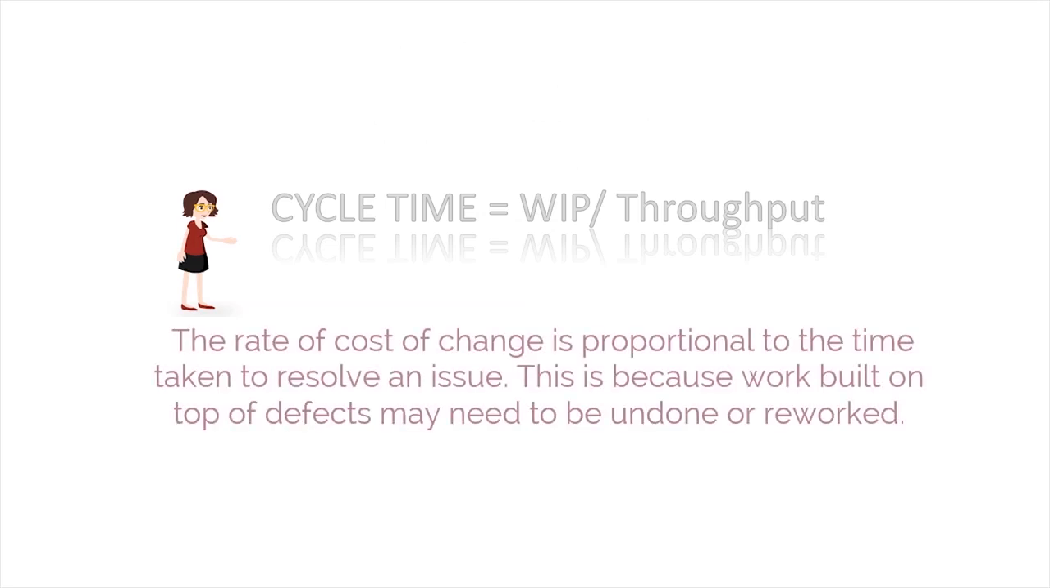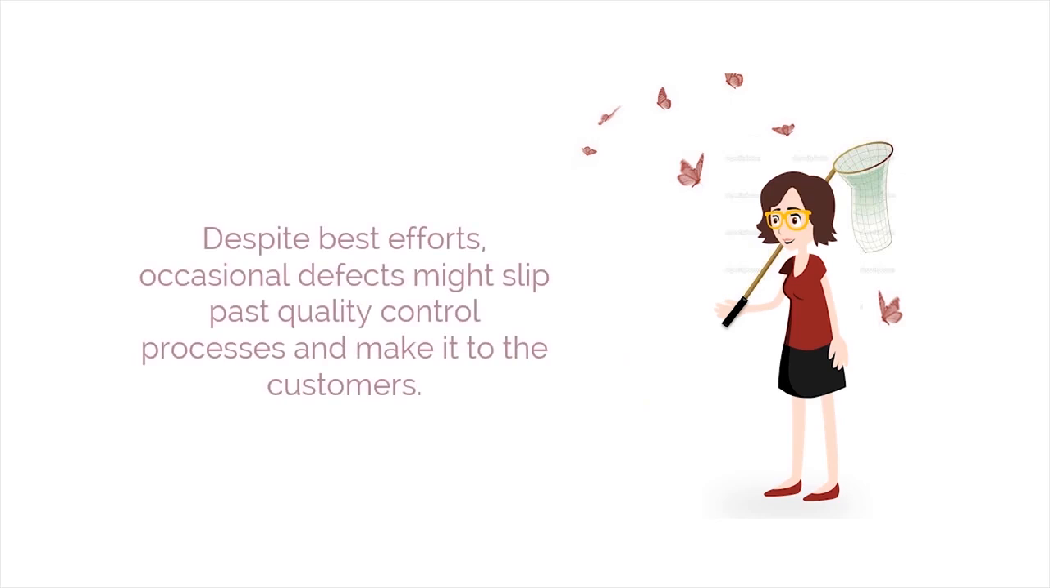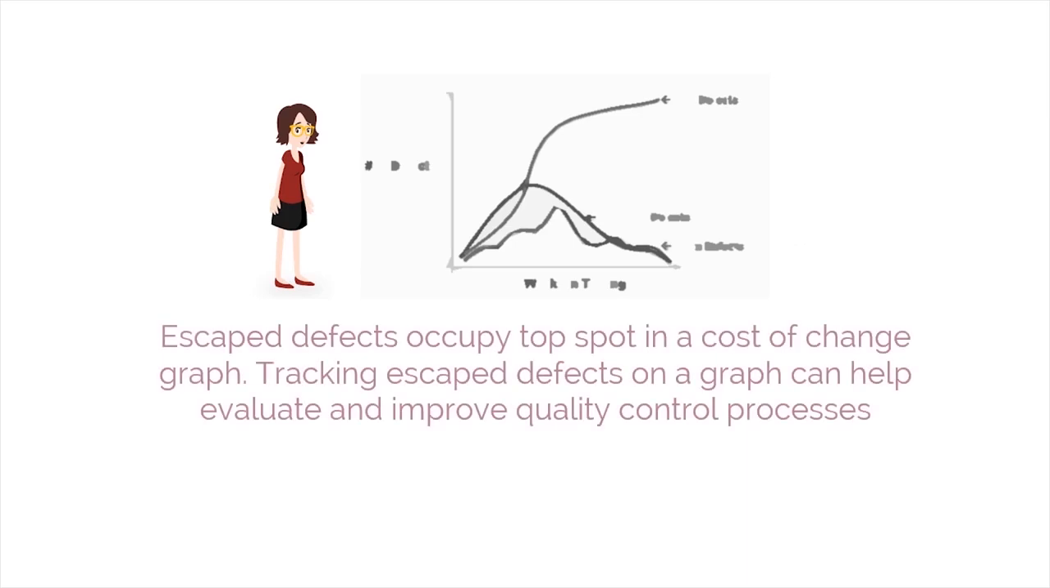The rate of cost of change is proportional to the time taken to resolve an issue. This is because work built on top of defects may need to be undone or reworked. Despite best efforts, occasional defects might slip past quality control processes and make it to the customers. Escaped defects occupy the top spot in a cost of change graph. Tracking escaped defects on a graph can help evaluate and improve quality control processes.